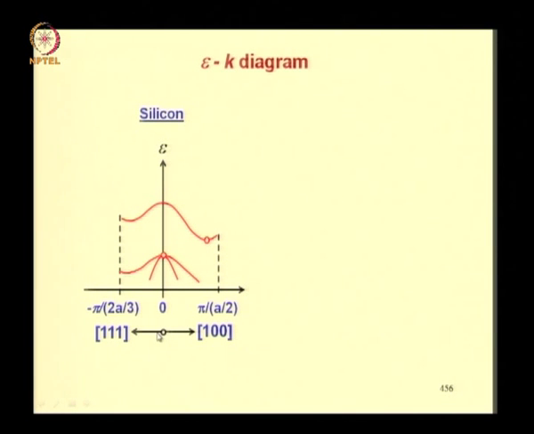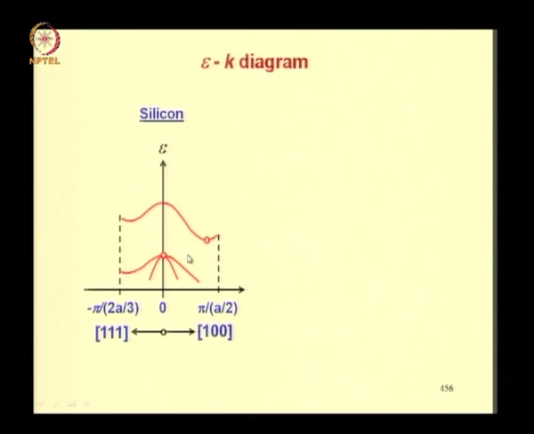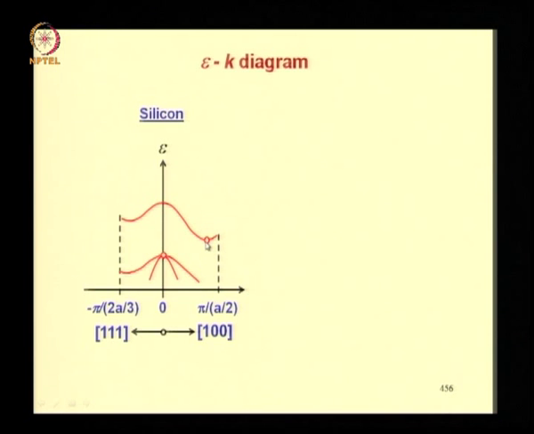Another principal crystal axis is 1 1 1. So the E-k diagram in that direction is shown on this side. Evidently this is different from this. For example, you can see that the difference between the bottom of the conduction band and top of the valence band, which is the energy gap on the 111 side, is more than that on the 100 side. So you will find the E-k diagram for silicon shown mostly on the 100 side, because it is the smallest energy gap that is of interest.